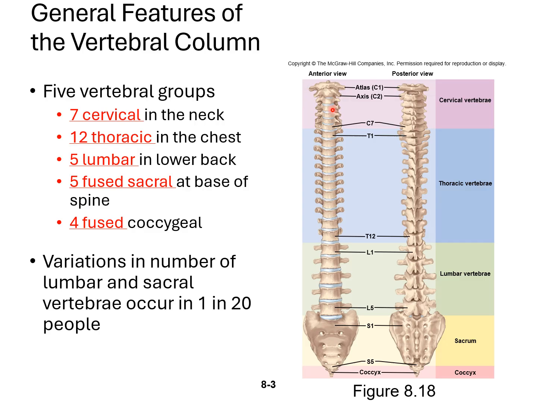Because you have 7 in the neck, you have 12 ribs, so you have 12 thoracic vertebrae. The lumbar are going to be fat and large vertebral bodies because this is where all your weight is going to be put from your arms, your ribs, and all the organs pushed down to here. And then your sacrum and the coccyx is where your hip is going to be attached.